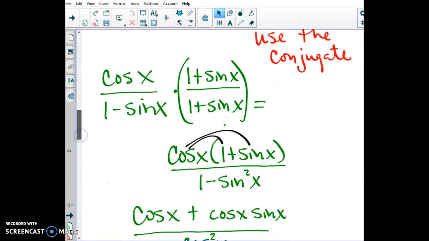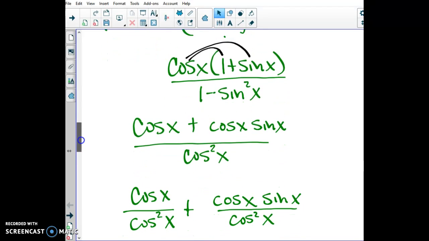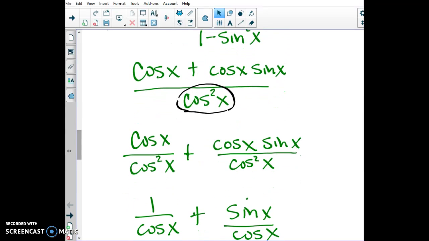We're going to multiply that numerator, cosine x times 1, cosine x times sine x, and our denominator simplified is 1 minus sine squared x. 1 minus sine squared x, Pythagorean identity, becomes cosine squared. And then we're going to rename this. We're going to take both parts of the sum above, cosine x over cosine squared x. That's the first part. And cosine x sine x over cosine squared x.